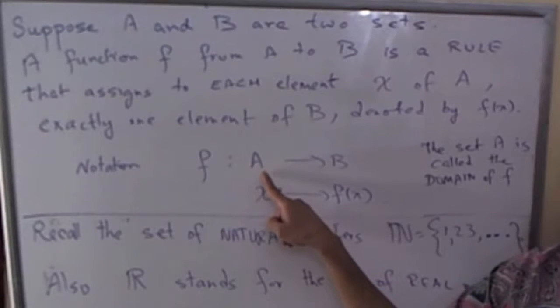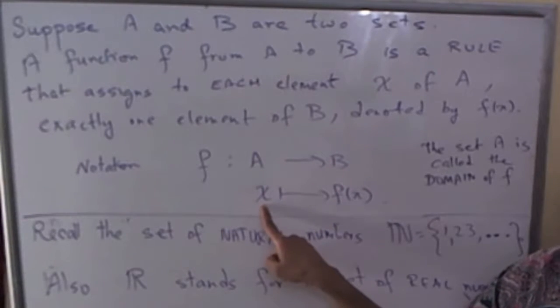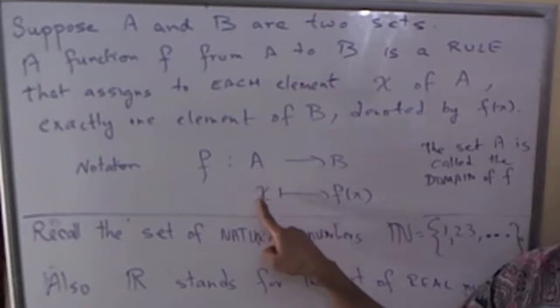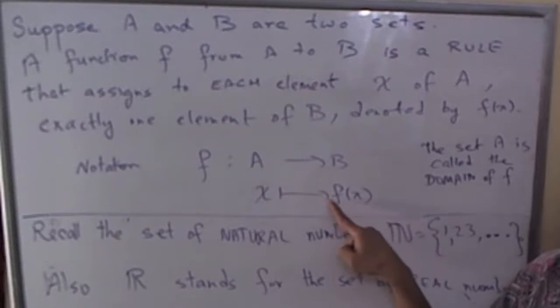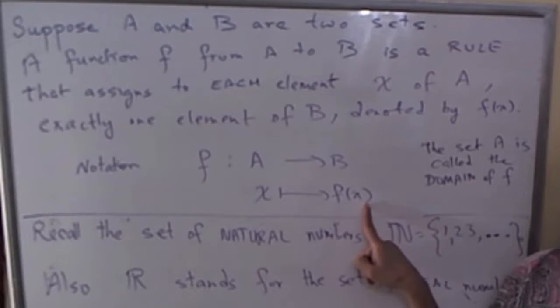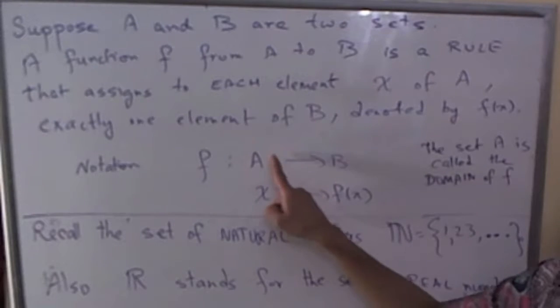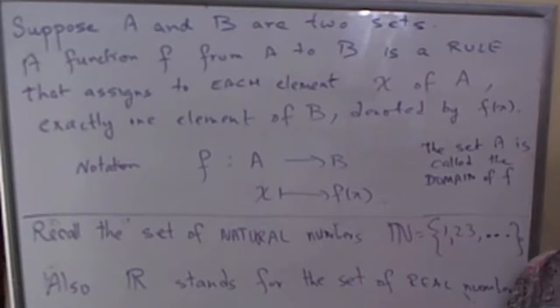f is a function from A to B. x is an element of A. x is sometimes called the input, and x is assigned this element from B, which is called the f of x, and this f of x is sometimes called the output. And recall that this set A is called the domain of f.